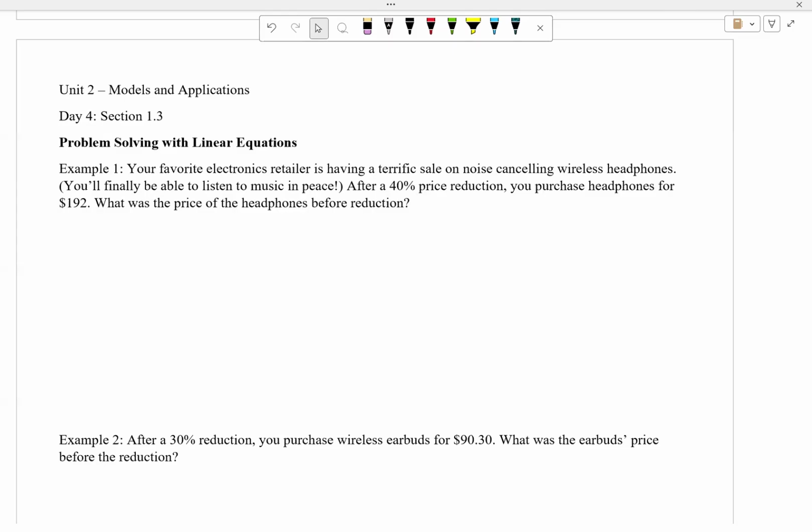For all of these, anytime you have a word problem, you have to define your variable. We do that with what's called a let statement. Does that sound familiar? We say let x equal, and you can use whatever variable you like. I normally use x. What do you think the x should be equal to? Original price. It's asking for the price of the headphones before reduction, so I'll say original price here.